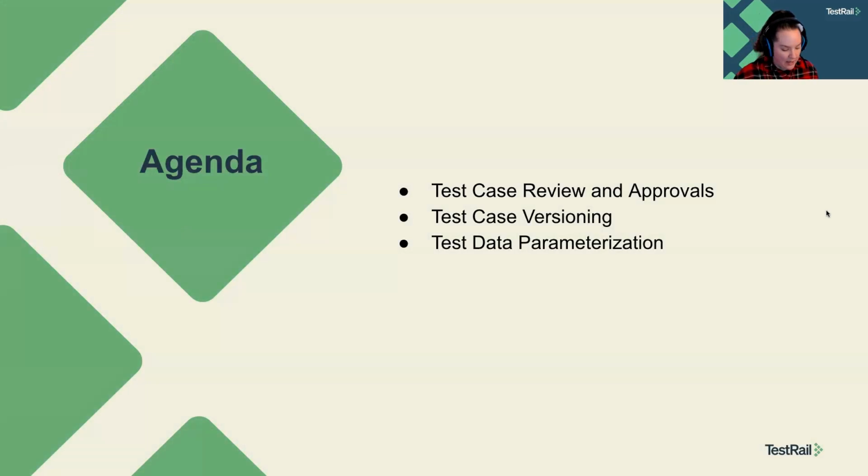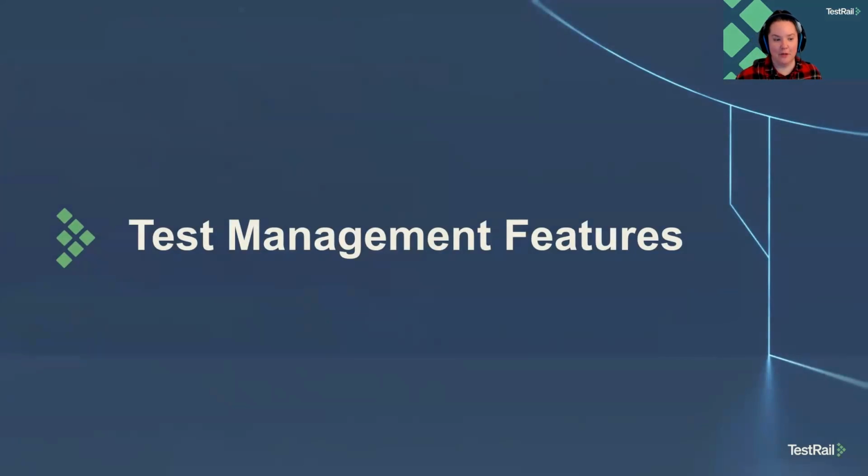So, today we are specifically covering test management features in TestRail Enterprise. So, we'll be showing you through our test case review and approvals feature, test case versioning, and test data parameterization. So with that, if you will bear with me for a second here, I will pull up the feature tour video that we recorded, walking you through our test management features in TestRail Enterprise.